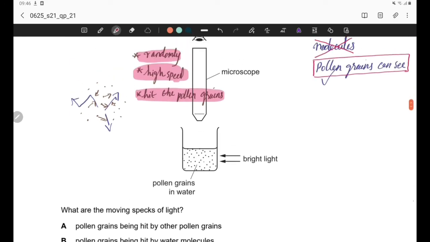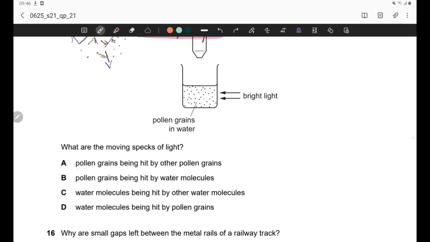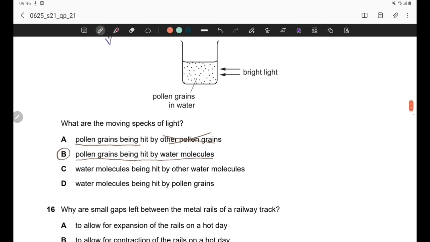So we can conclude, we can see only pollen grains, but they are being hit not by other pollen grains but by water molecules. So pollen grains being hit by water molecules is the correct answer. Option C says he can see the water molecules. But that is wrong. Water molecules are too small, so we can't even see them through a microscope. And the option saying all other pollen grains are hitting is also wrong. So the correct answer is option B.